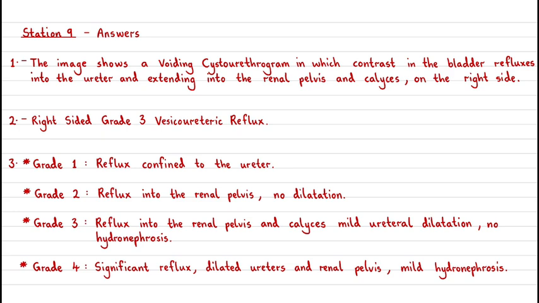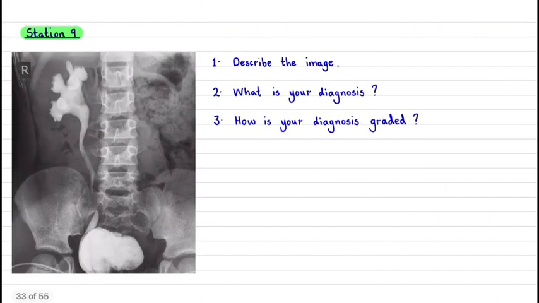So we are saying our diagnosis is grade 3 because reflux into the renal pelvis and calyces, mild ureteral dilatation and no hydronephrosis is exactly what is seen here. So the reflux extends all the way up into the renal pelvis and calyces, and there is only mild ureteral dilatation, as you can see here.